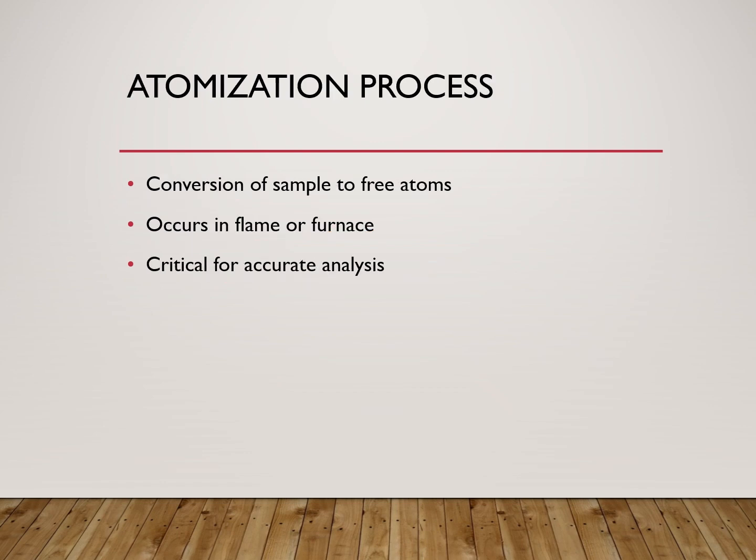The atomization process is the most critical step in atomic absorption spectroscopy. During this process, the sample is converted into free gaseous atoms. Efficient atomization ensures maximum absorption and accurate results. So first the sample is converted into free atoms, which occurs in a flame or furnace, and it will result in accurate analysis.